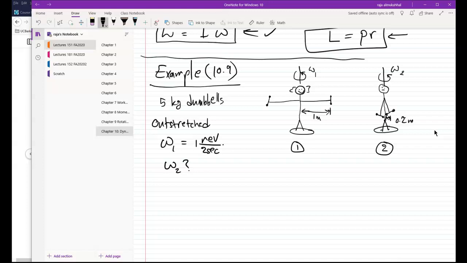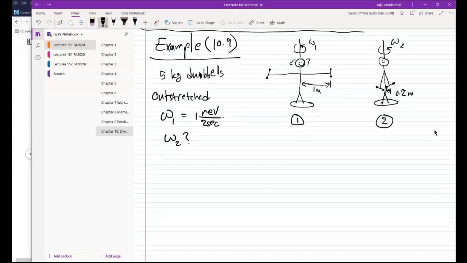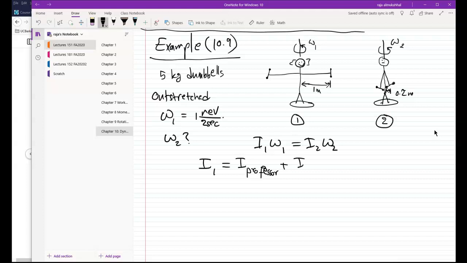You can pause the video and think about it. Make sure you understand the problem. You may not know how to answer it, but that's okay. But make sure you understand what the question is asking for. All right, so I want to use angular momentum. Angular momentum says I1 omega 1 equals I2 omega 2. So what is I here, or shall we say I1? I1 here is basically the moment of inertia of the professor, the body, plus the moment of inertia of the dumbbells.